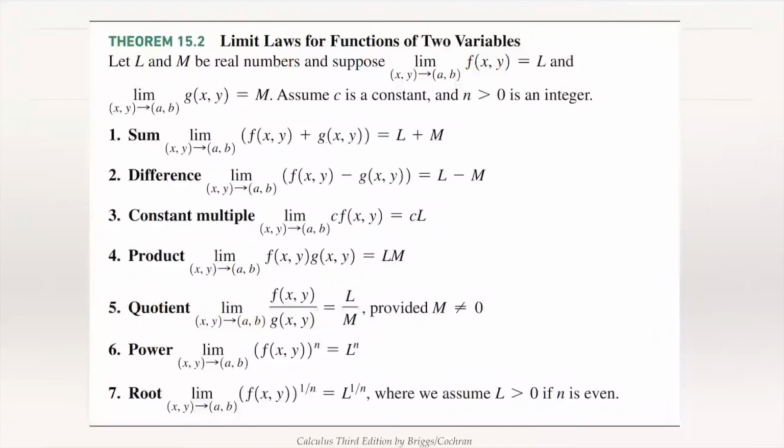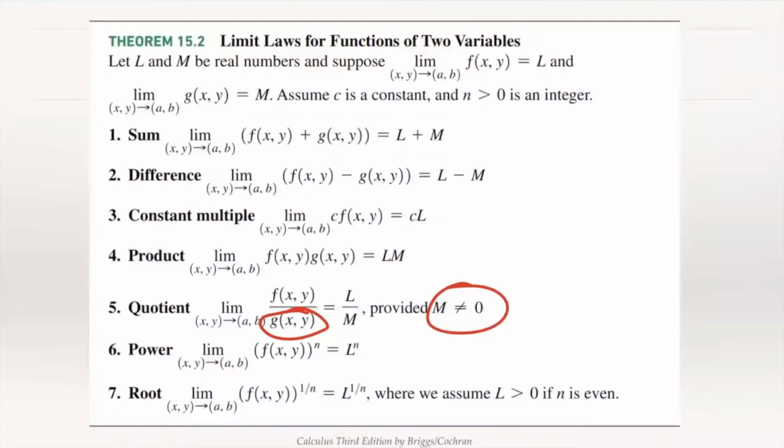Okay, so limits of multivariate functions. These are all the same things that you learned in Calc 1. They're all still true. Limit of a sum is the sum of the limits. Limit of a difference is the difference of the limits. You can pull out constants from limits. Limit of a product is the product of the limits. Limit of a quotient is the quotient of the limits, provided that the denominator limit exists. If it doesn't exist, then you have 0 over 0 or 1 over 0, etc. And those will either be undefined or indeterminate forms.